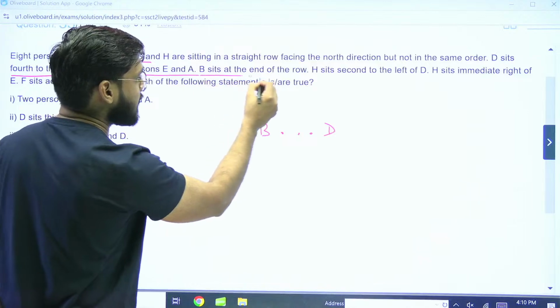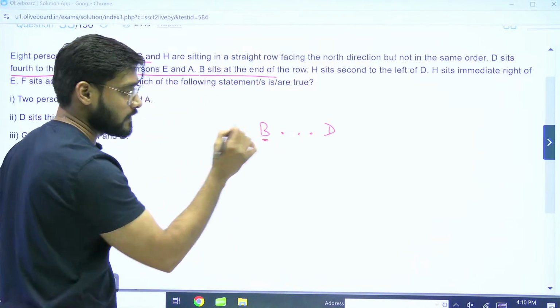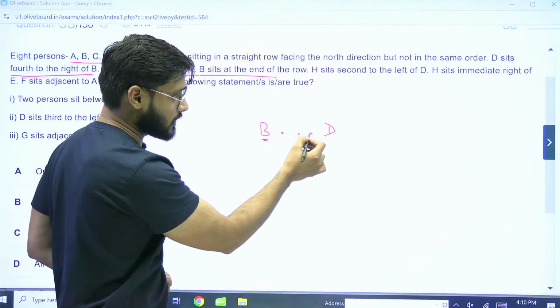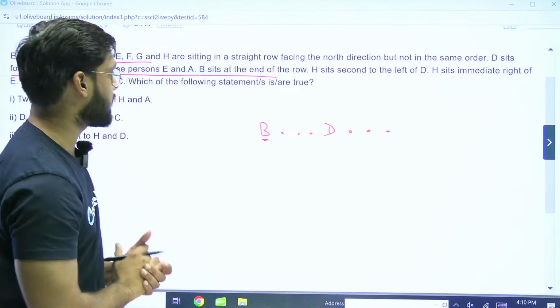B sits at the end of the row. If B is sitting at the end, this is the B who is sitting at the end. We have to fix the 8 persons: 1, 2, 3, 4, 5, 6, 7, 8. We have fixed the 8 persons.